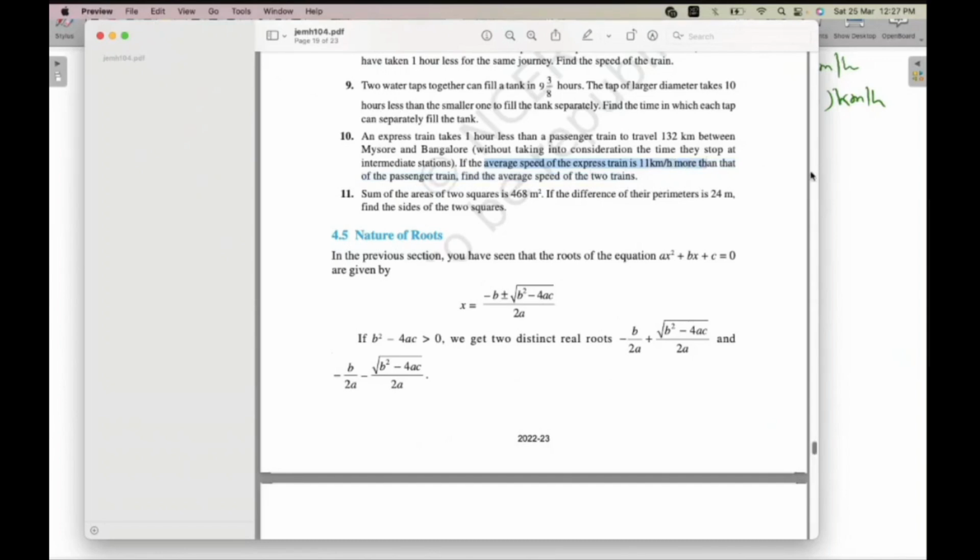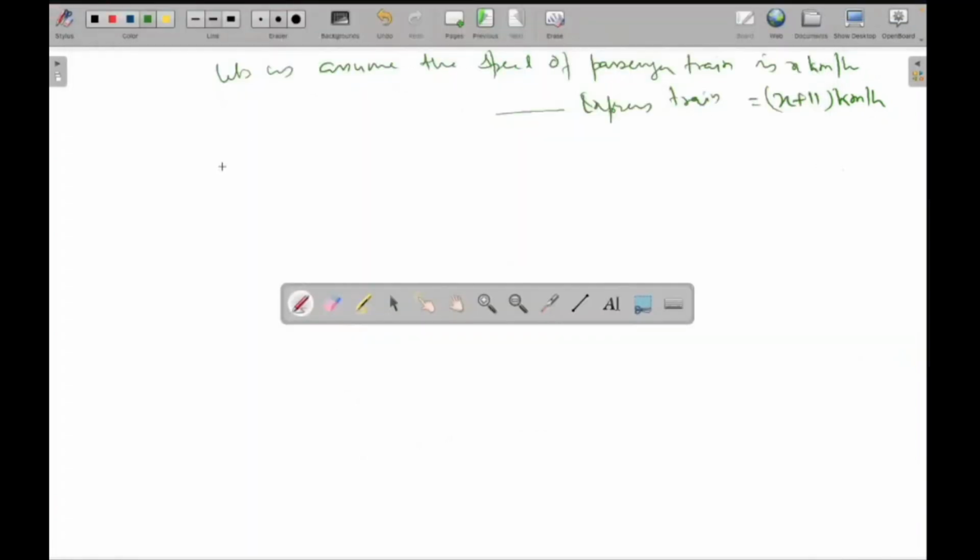Okay, so the next information is an express train takes 1 hour less than the passenger train to travel 132 kilometers between Mysore and Bangalore. So basically, let's say the time taken by the passenger train to travel between Mysore and Bangalore.